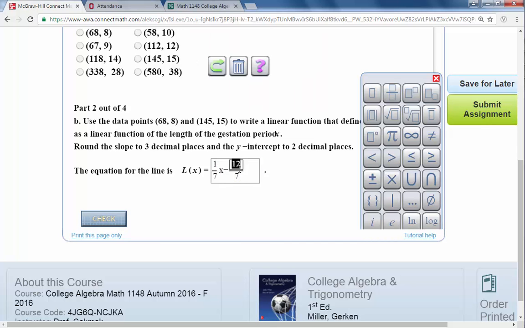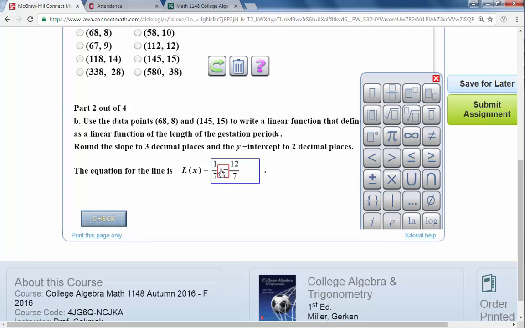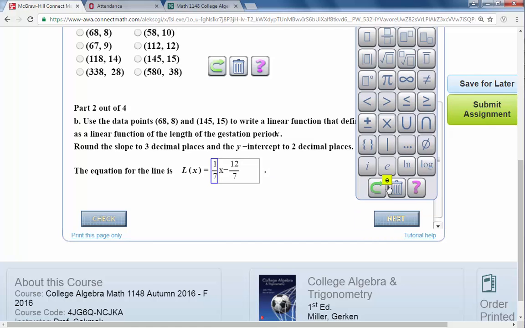What's wrong with this? Minus 12 over 7? Oh, because they want us to approximate this to 2 decimal places and slope to 3 decimal places. So we need to meet their demands. 1/7, please approximate 1/7 to 3 decimal places. What is 1/7? Come on, take a calculator. 0.143. All right, approximate the y-intercept to 3 decimal, please. What was the fraction? Minus 12/7.